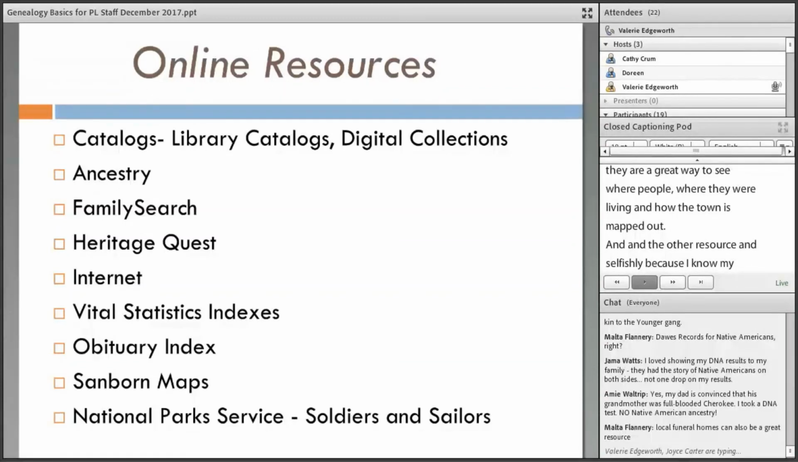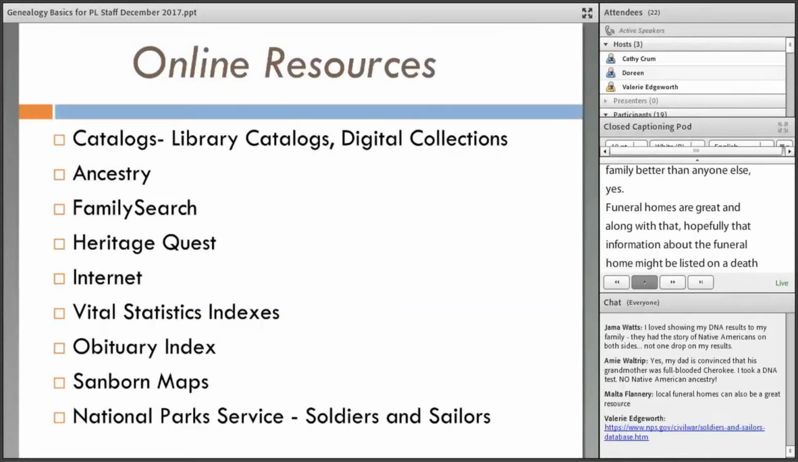And along with the funeral homes thing, hopefully that information about the funeral home might be listed on a death certificate. So then you know which funeral home to try and look for. Just included the link here for the National Park Service Civil War Soldiers and Sailors database.